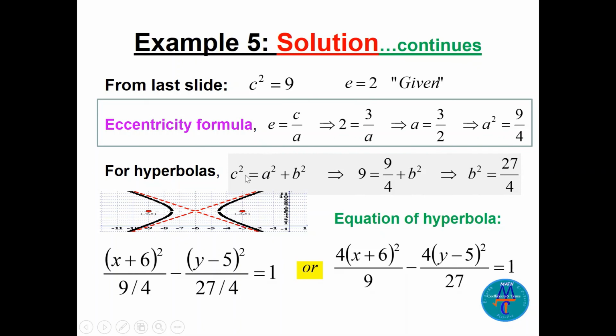So we can find from there, c squared is equal to a squared plus b squared. c squared is 9, a squared 9 over 4. We find b squared is 27 over 4. So we can write the equation now. Remember the center is minus 6 and 5. So x plus 6 squared over 9 over 4 minus y minus 5 squared over 27 over 4 is equal to 1. We have to rearrange it. This is a good answer here. We can leave it. Or we can write it 4 times x plus 6 squared over 9 minus 4 times y minus 5 squared over 27 is equal to 1.